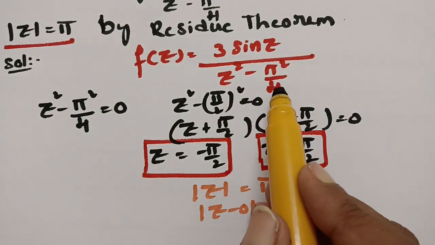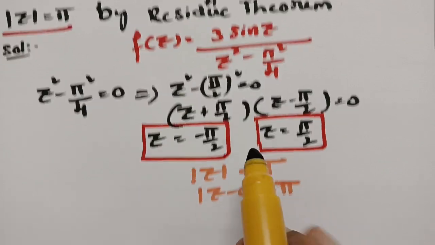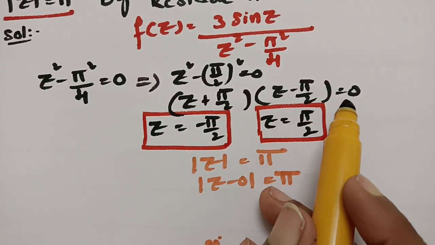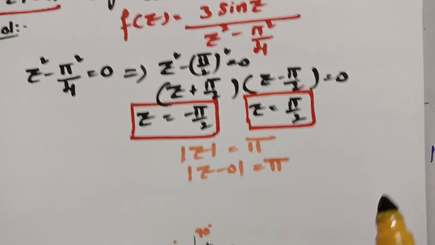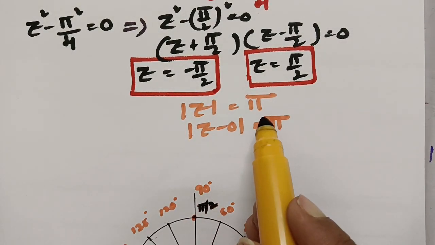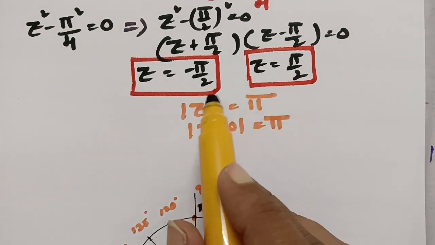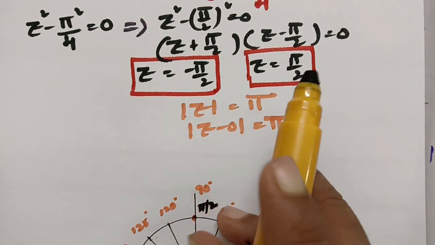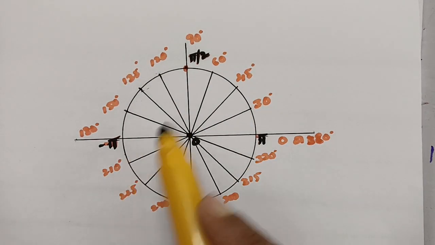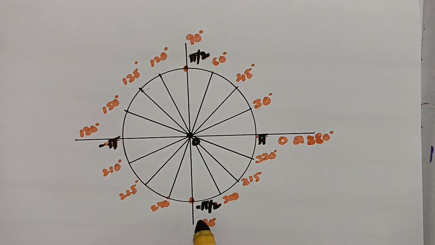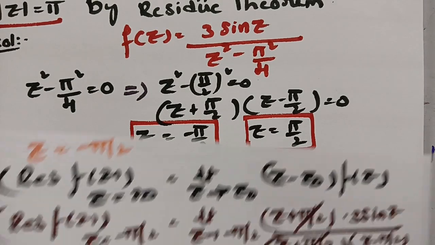In order to find the poles, we have to equate the denominator to 0. After equating the denominator to 0, this is of the form (a plus b) into (a minus b), so we got two simple poles: z equal to minus pi by 2 and plus pi by 2. Here the circle is given as mod z equal to pi, that is, z minus 0 equal to pi. So we have to check whether these two poles are within, on, or outside the circle. So here is a circle: this is pi and this is minus pi, this is 90 degrees and this is minus 90 degrees. So both the poles are inside the circle. Therefore, we have to find the residues.